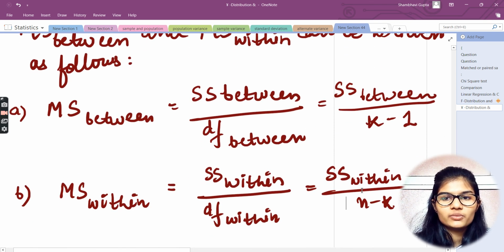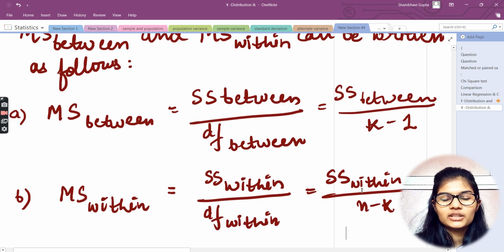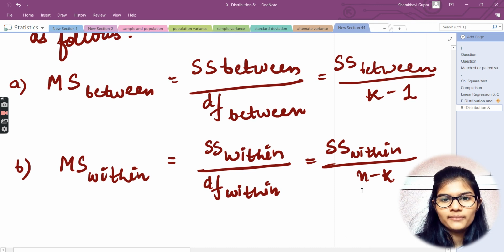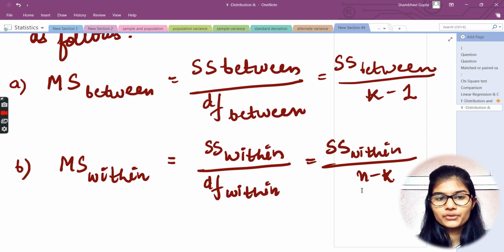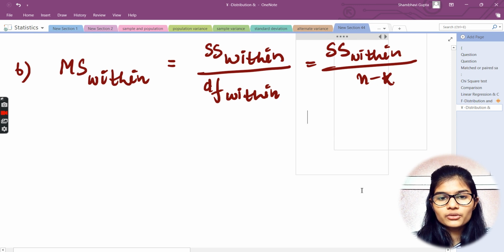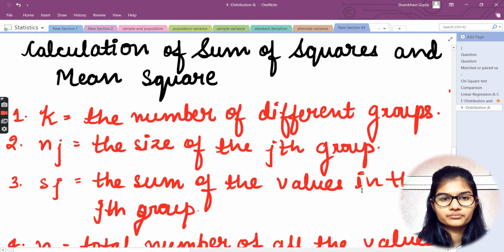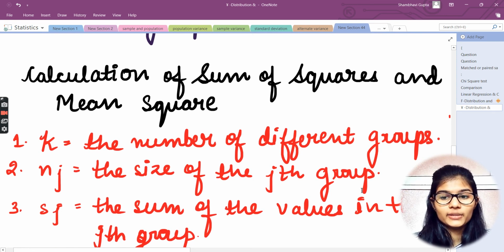So MS between and MS within can be written as follows. MS between is equal to SS between divided by df between, which is equal to SS between divided by k minus 1, that works as well. Now for MS within, you have SS within divided by df within, which is equal to SS within divided by n minus k. Right, so I hope I made this very clear regarding the calculation of the sum of squares and the mean square.